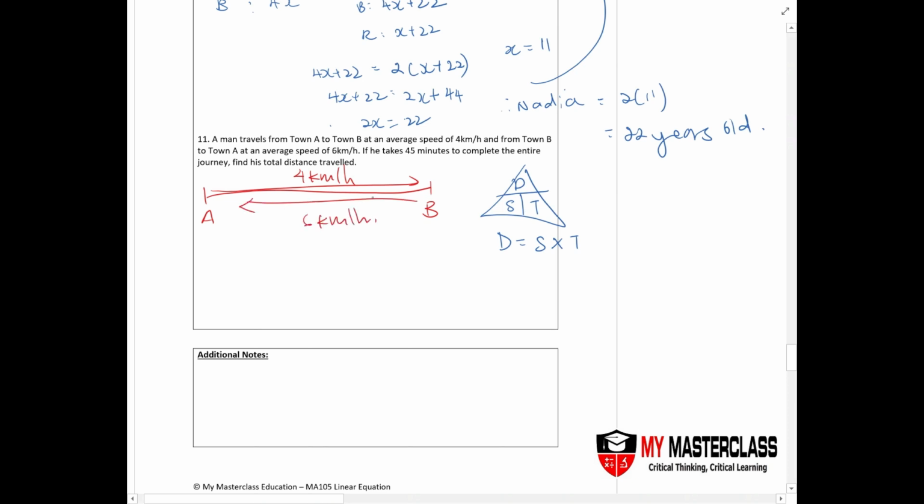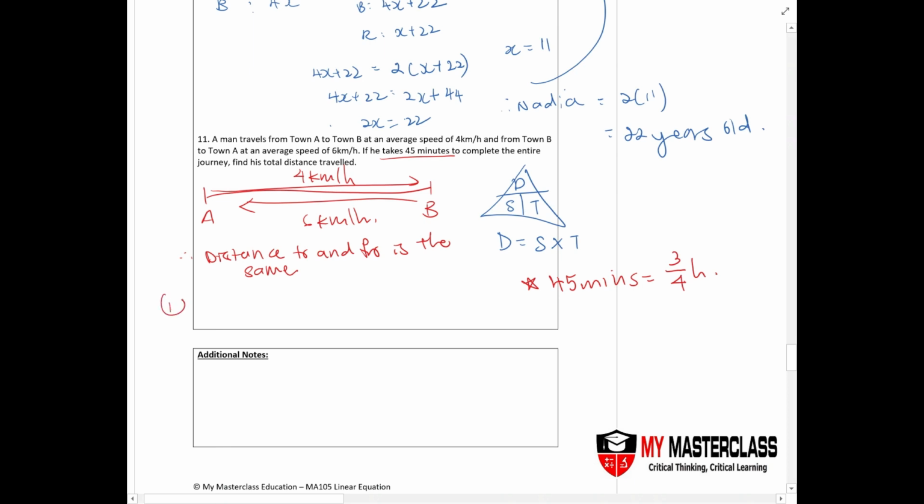What does this tell you? It tells you that the distance from A to B and B to A is the same, correct? Distance to and fro is the same. You know that the total time taken is 45 minutes. Please make sure this is important: whenever they give you minutes, you have to convert this into hours, because your average speed is in terms of hours. So you have 3/4 hours here.